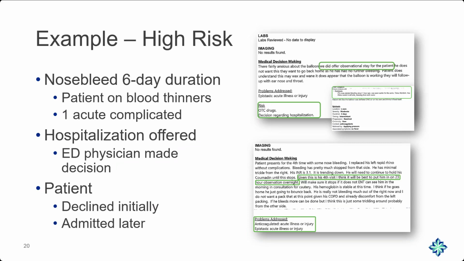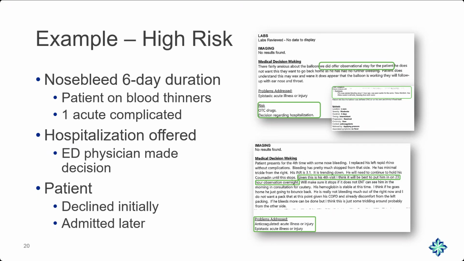So what happened here is the provider did make a decision for hospitalization. They offered hospitalization because of those comorbidities, because of the severity of the nosebleed, the comorbidity of them being on blood thinners. They're not able to get it under control. That patient has gone to the ER multiple times. However, the patient declined on the initial offer of that hospitalization. The patient declining doesn't lower the risk level. They document that the patient declined until I believe it was the fourth visit.